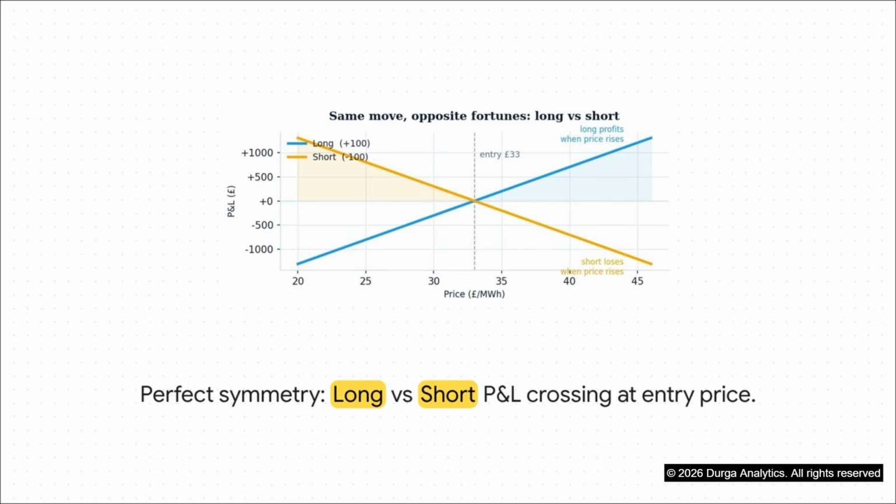Now take a look at this chart. Look closely at the x-axis for price and the y-axis for P&L. Notice that perfect mathematical mirror image? It proves that at absolutely any price, the long position's exact gain is the short position's exact loss. They cross right in the dead center at the entry price of £33, where neither side has made or lost a penny. That flawless symmetry is driven entirely by that single minus sign in the position variable.